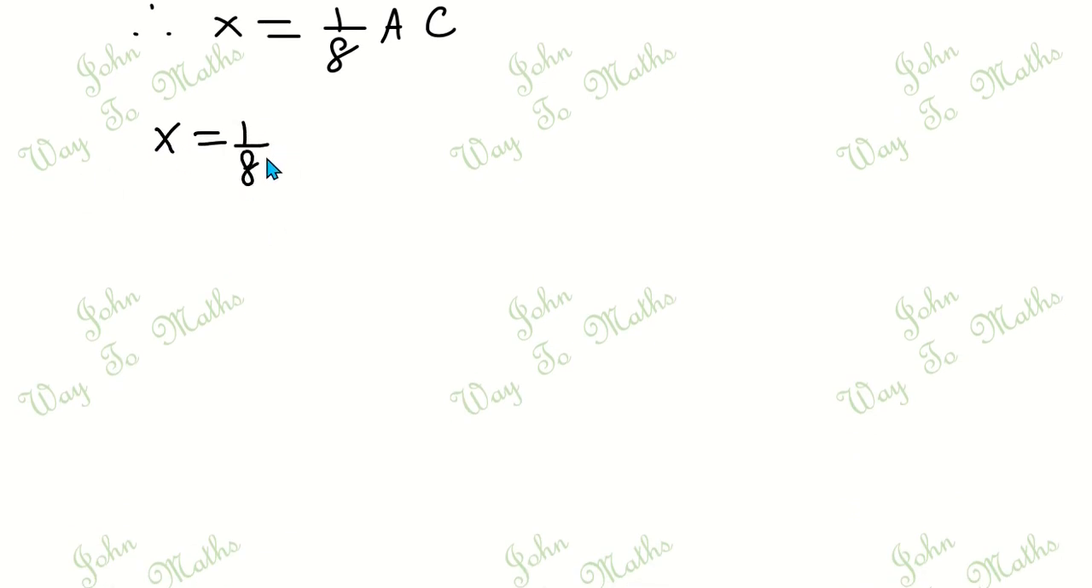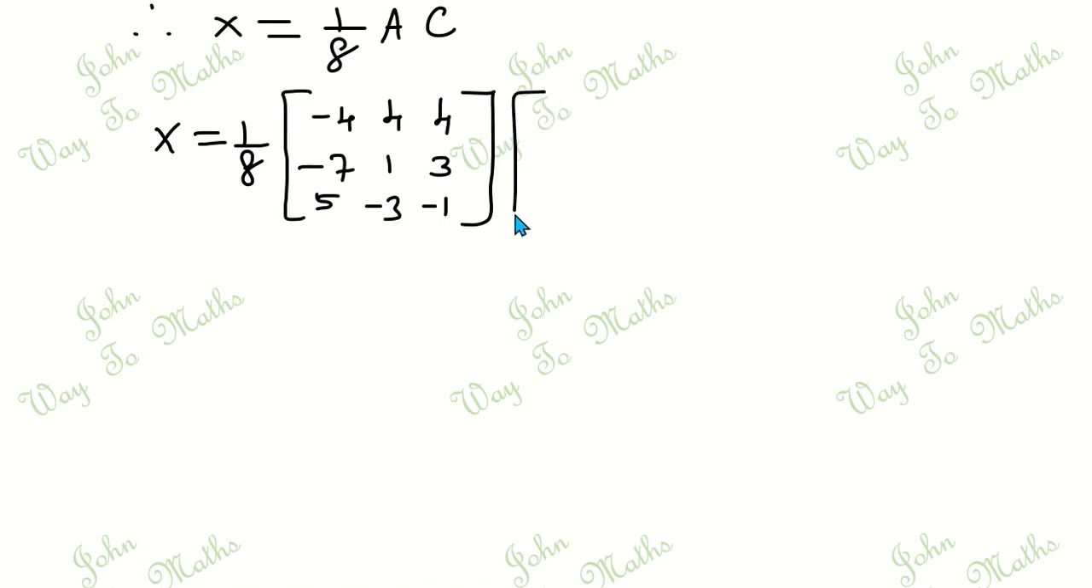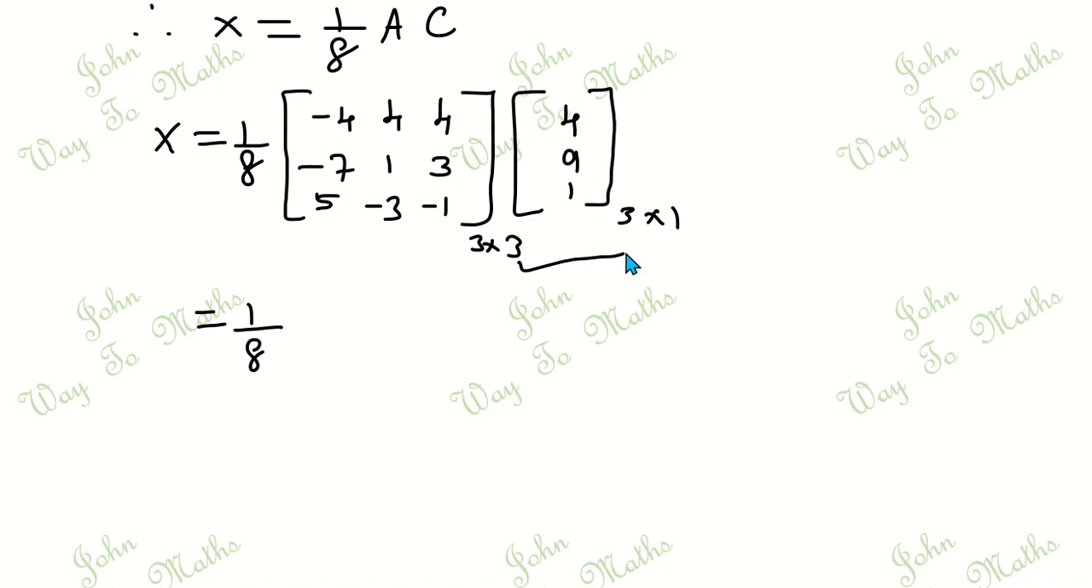X is equal to 1 by 8 times the A matrix, which becomes minus 4, 4, 4, then minus 7, 1, 3, then 5, minus 3, minus 1, then the C matrix becomes 4, 9, 1. So I'm going to multiply these two matrices. This is a 3 by 3 matrix and this is a 3 by 1 matrix. The columns of the first matrix and rows of the second matrix are equal, so the answer matrix becomes 3 by 1. First row into first column: 4 fours are minus 16, 4 into 9 becomes plus 36, 4 into 1 becomes plus 4.